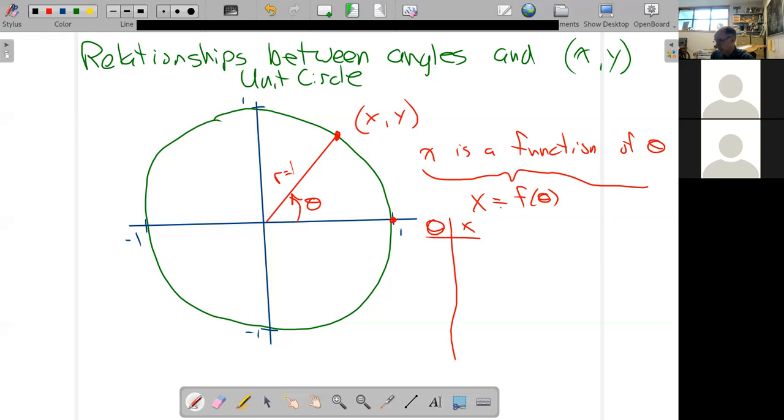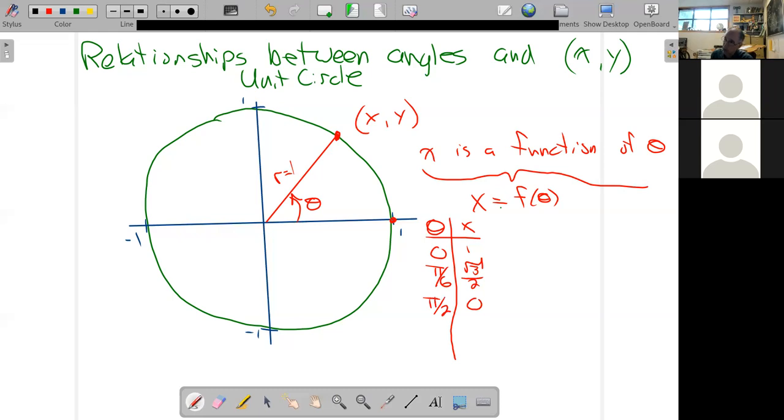So for example, when theta is 0, x is 1. When theta is pi over 6, we figured out earlier, or 30 degrees, then x was the square root of 3 over 2. If theta happens to be pi over 2, a 90-degree angle, then x is going to be 0, right? So at pi over 2, 90 degrees, x is going to be 0, right? A function is when you have some input and it forces some output. So the question is, how do we calculate the x values given the angle?